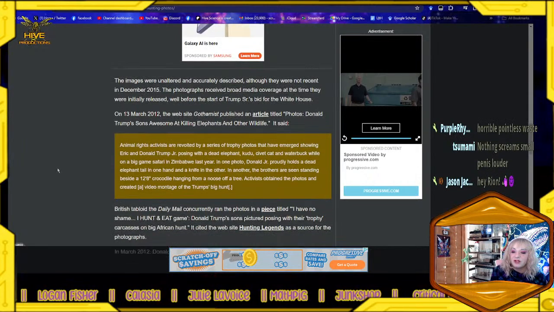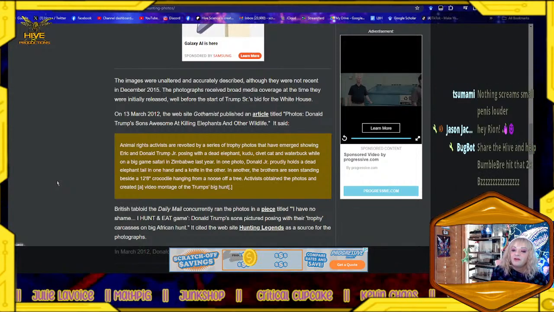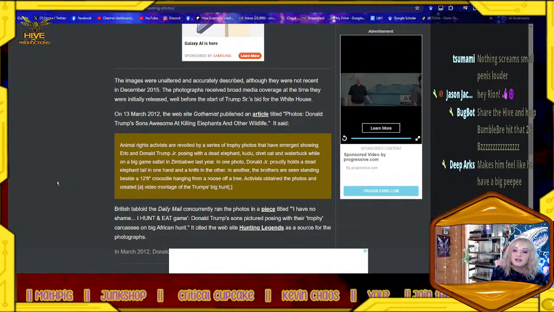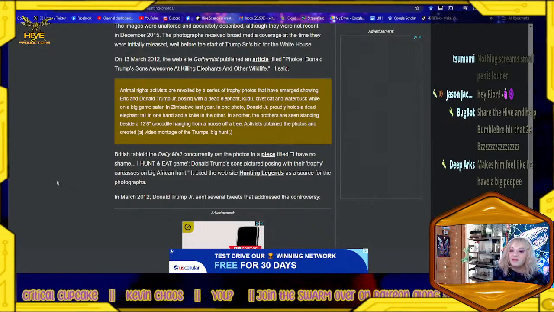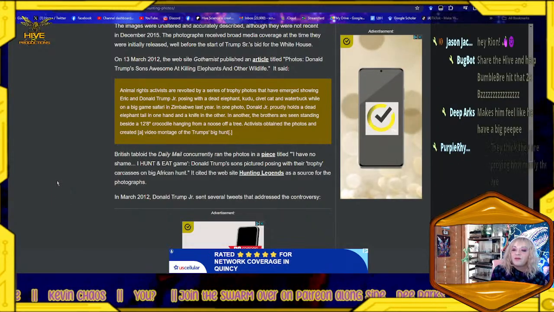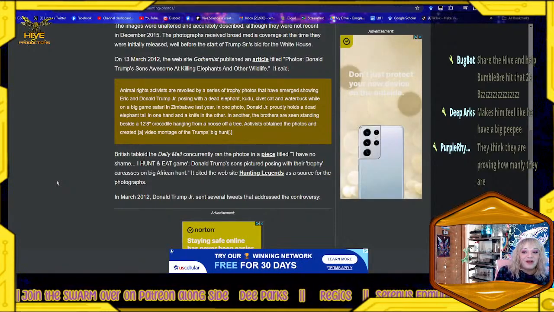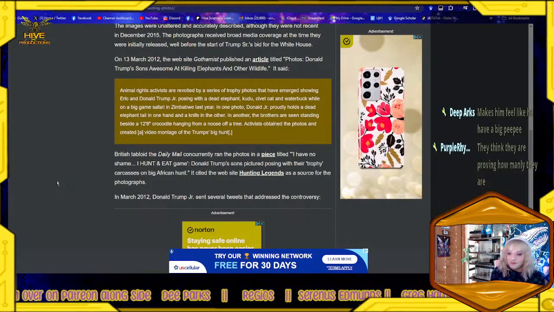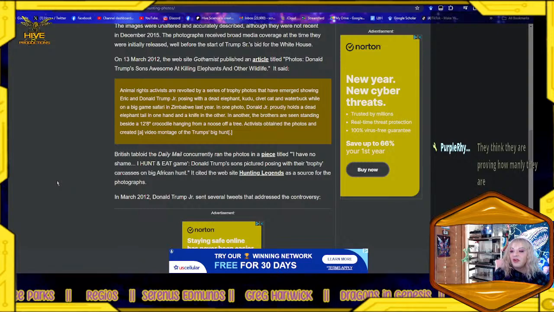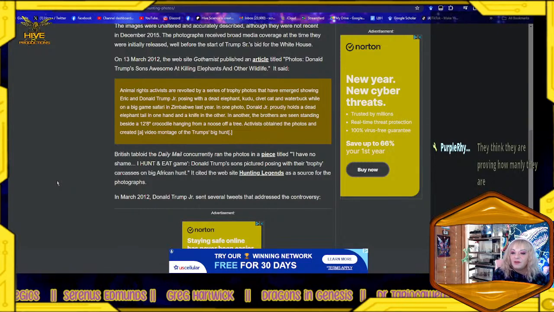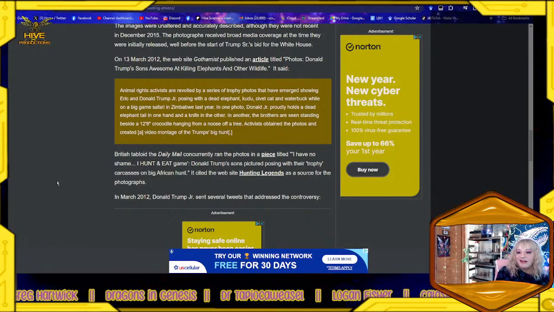On the 13th of March 2012, the website Gothamist published an article titled "Photos: Donald Trump's Sons Awesome at Killing Elephants and Other Wildlife," and said animal rights activists are revolted by a series of trophy photos that have emerged showing Eric and Donald Trump Jr. posing with a dead elephant, kudu, civet cat, water buck, while on a big game safari in Zimbabwe last year.